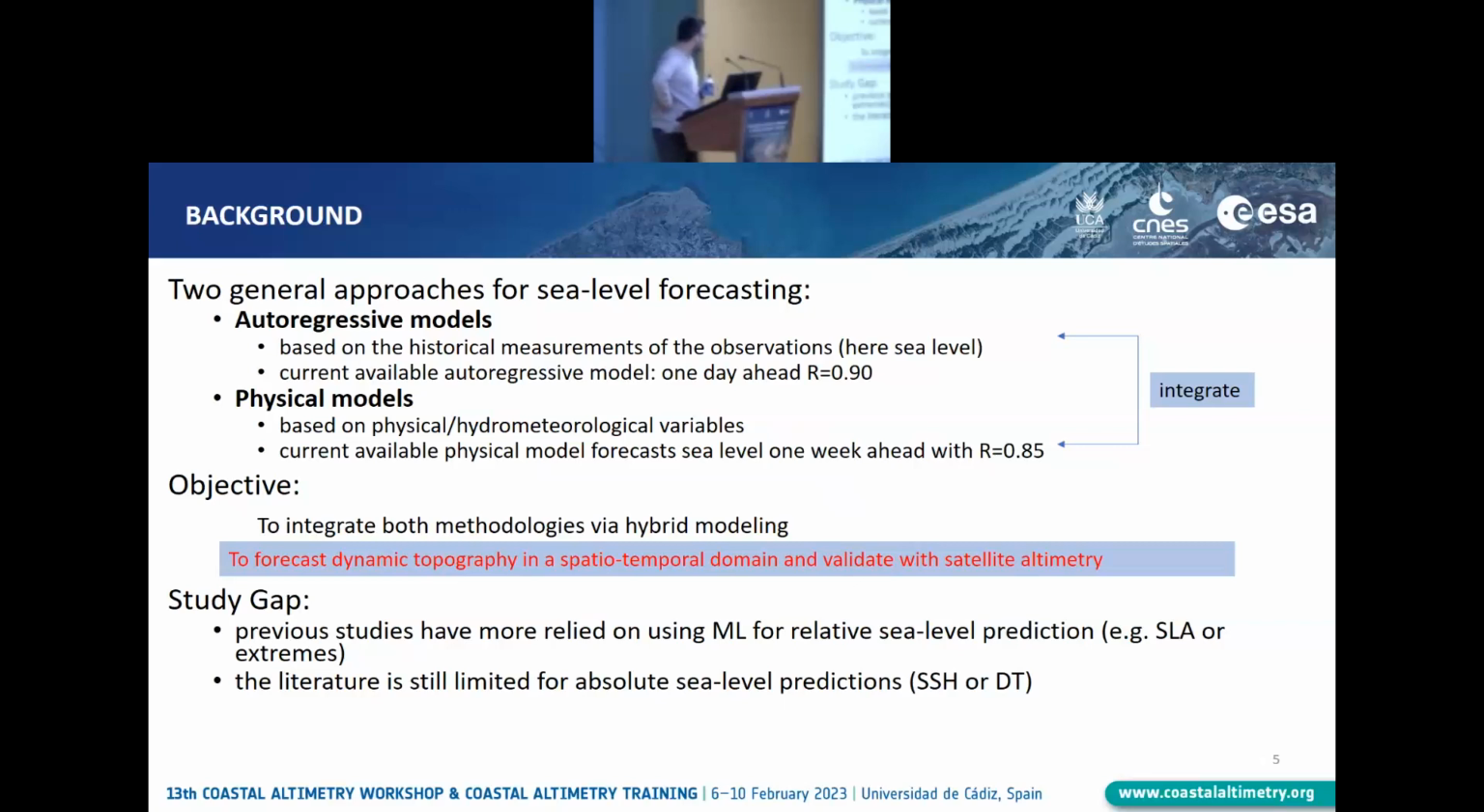The study gap is more regarding the reference datum. Actually, most of the previous studies have used machine learning for related sea level predictions, for example for sea level anomaly and also the extreme values. But the literature is still limited for absolute sea level prediction, for example the SSH or DT.